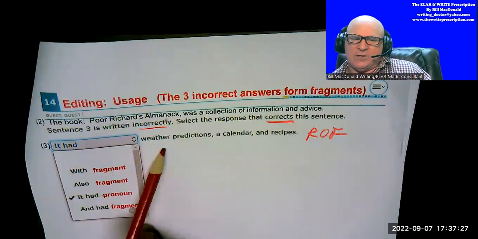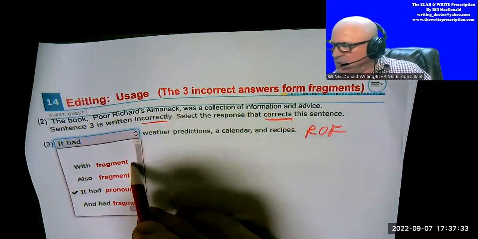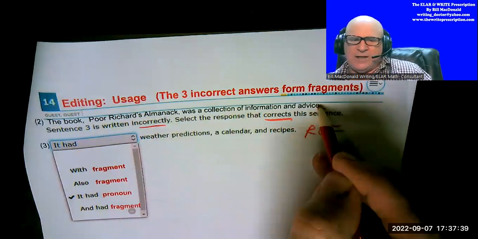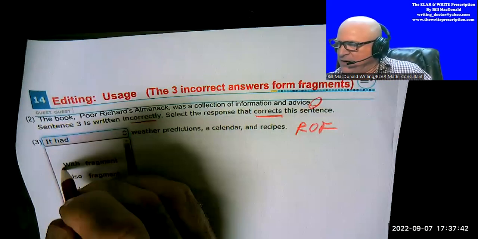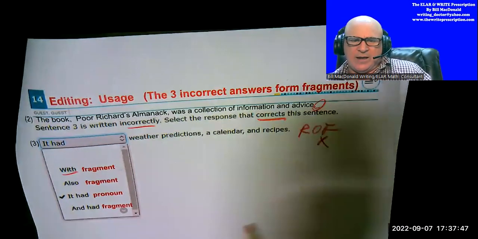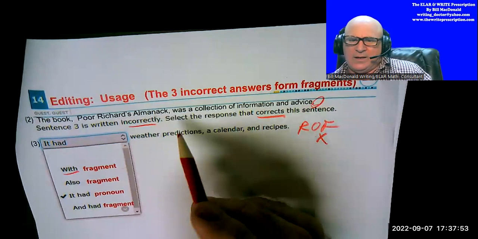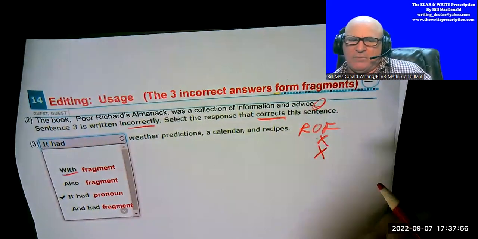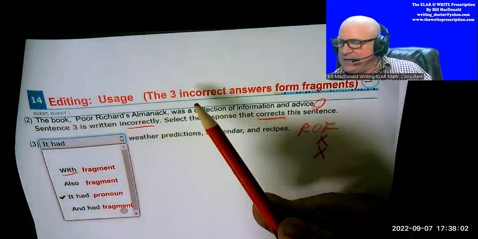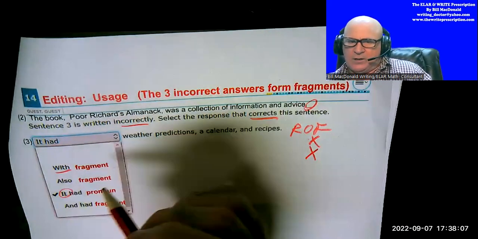That's a fragment because they're trying to get you to continue sentence 2 without pausing for the period and the capital. So you cannot choose an answer that has a fragment. Also, weather predictions, a calendar, and recipes. Because that's a fragment, I cannot choose any answer that changes what was a fragment in the passage to a fragment in the answer choices. It had, what is the it? The book. It had weather predictions, a calendar, and recipes.